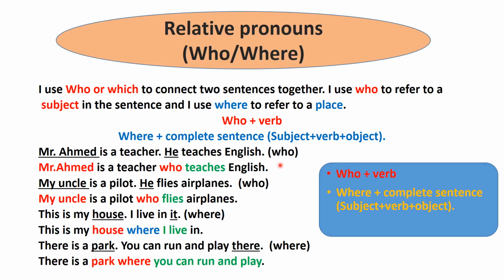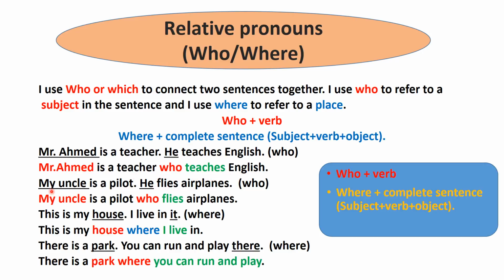I'm going to use who. So your first sentence will be the same. Mr. Ahmed is a teacher. Delete the dot and delete he because he refers to the subject. And use what? Who. So Mr. Ahmed is a teacher who, what is the verb? Teaches. Who teaches English. So now I have only one sentence. Mr. Ahmed is a teacher who teaches English.